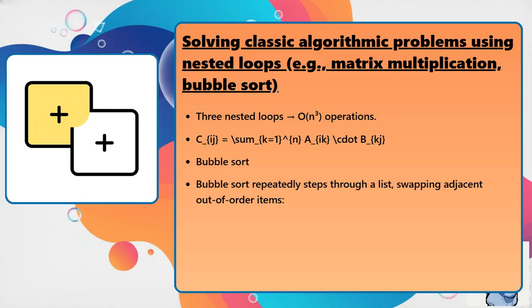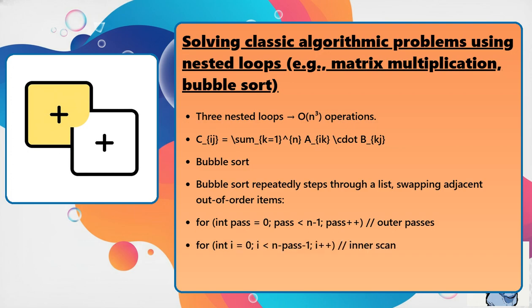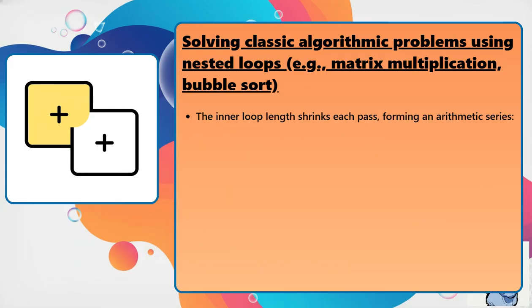Bubble sort. Bubble sort repeatedly steps through a list, swapping adjacent out-of-order items. For (int pass = 0; pass < n - 1; pass++), outer passes; for (int i = 0; i < n - pass - 1; i++), inner scan; if a[i] > a[i + 1], then swap a[i] with a[i + 1]. The inner loop length shrinks each pass, forming an arithmetic series.